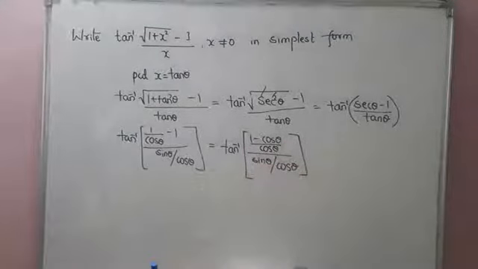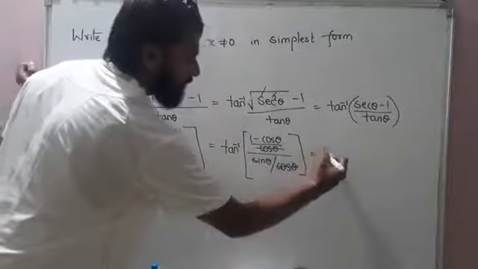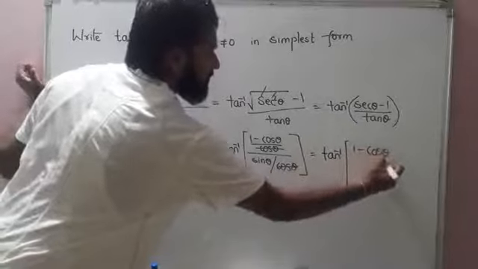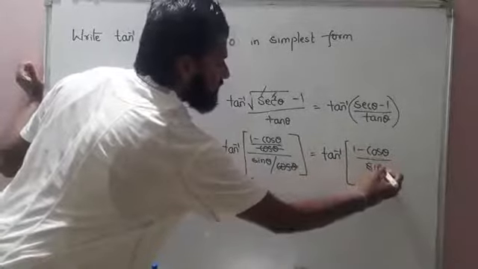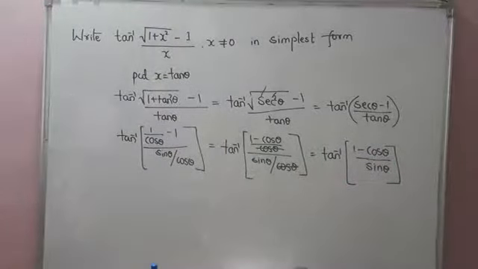Remember, we are simplifying it so that my answer should be very less. It should be compressed. Now you can see that cos theta and cos theta cancel each other. I'll be left with tan inverse of 1 minus cos theta divided by sine theta. So far I got this much, tan inverse of 1 minus cos theta divided by sine theta. But what now? What next? Very good, you got it right.